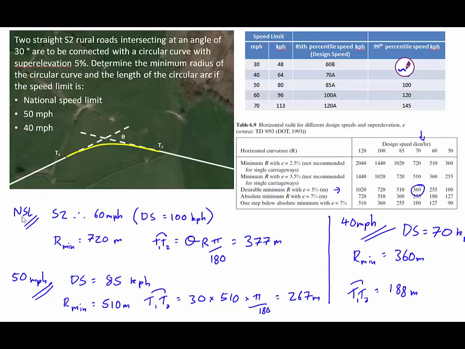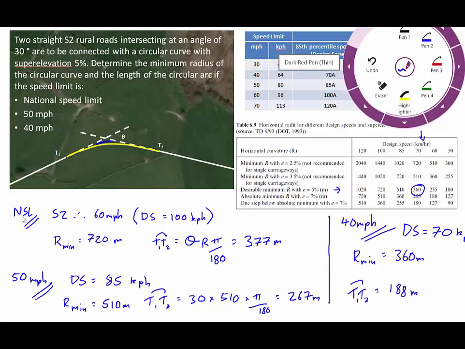So you can see that as the speed is decreasing, not only is our radius decreasing, our arc length is also decreasing, which just makes geometric sense. If you were to draw them on here, we haven't got a scale, but you can certainly draw the relative arc lengths.